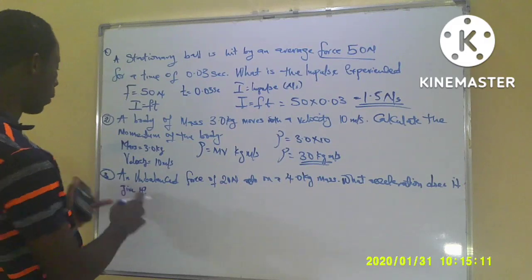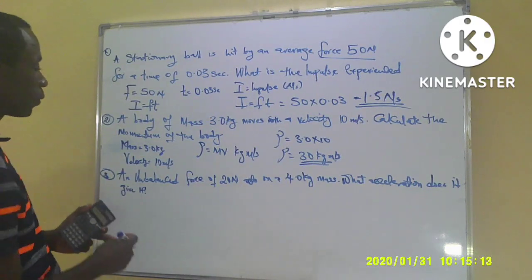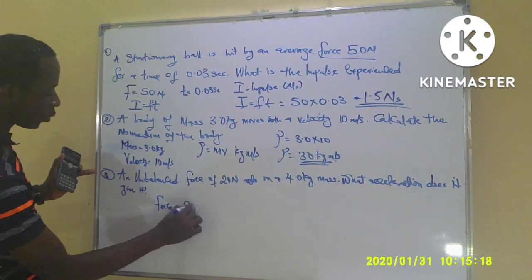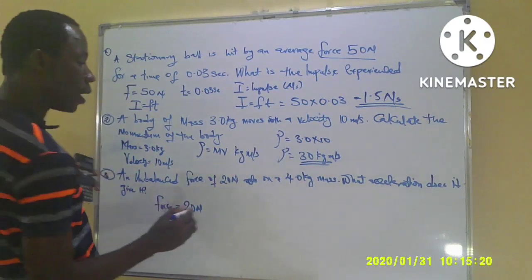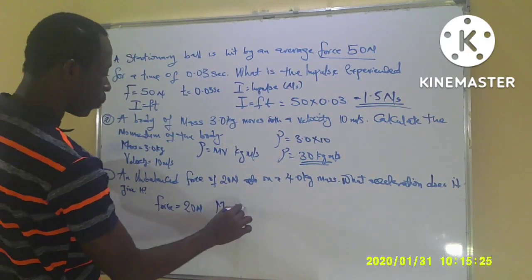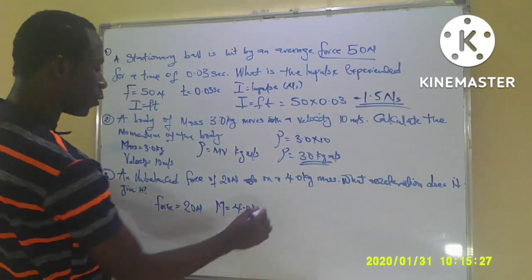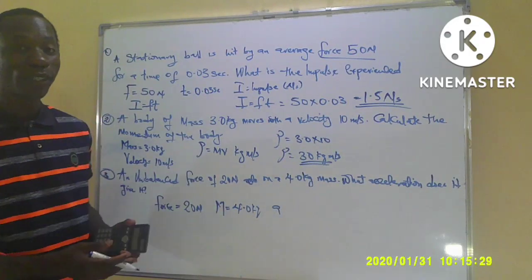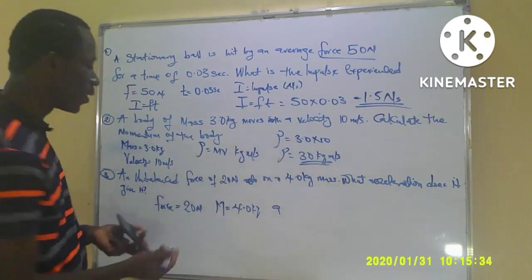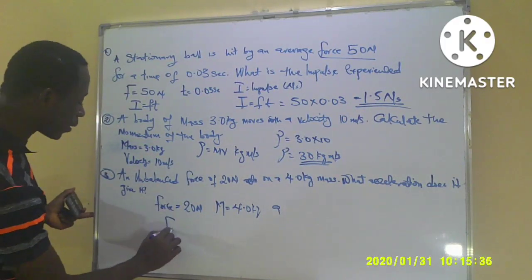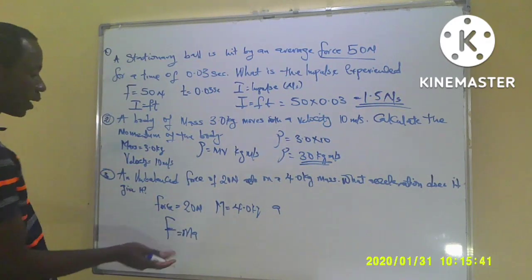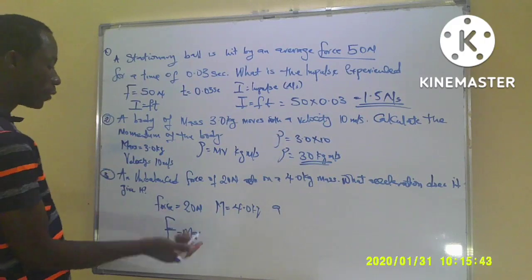And the last but not the least now: an unbalanced force of 20 Newton acts on a body of mass 4.0 kilogram. What is the acceleration we're looking for, a? This applies to the second law of motion: change in momentum is proportional to the force. So remember, F is mass times acceleration. Mass is given to us, the F is given to us, so what are we looking for?